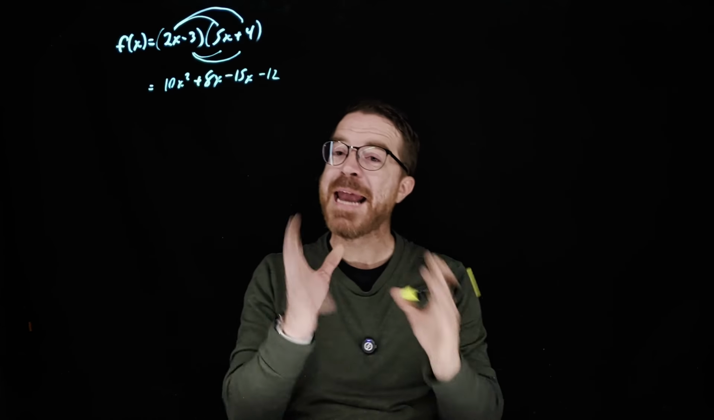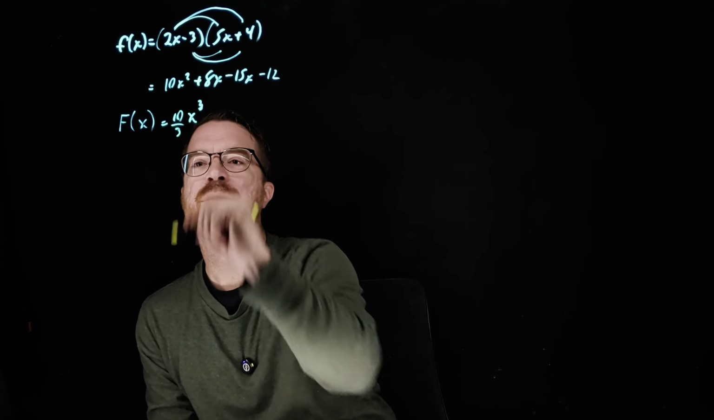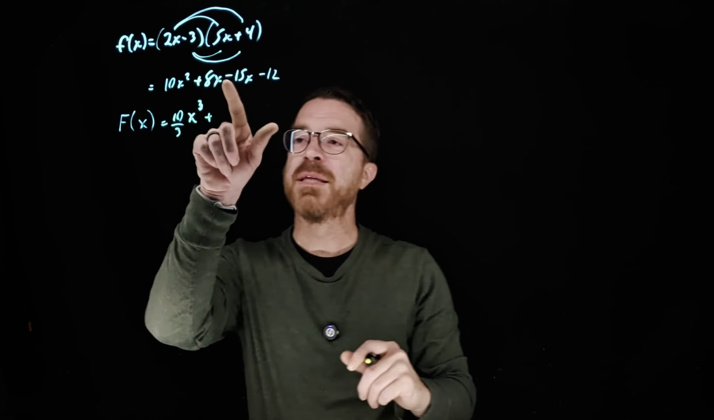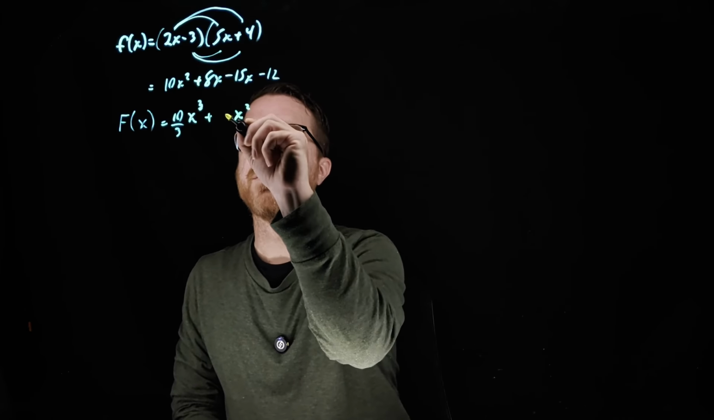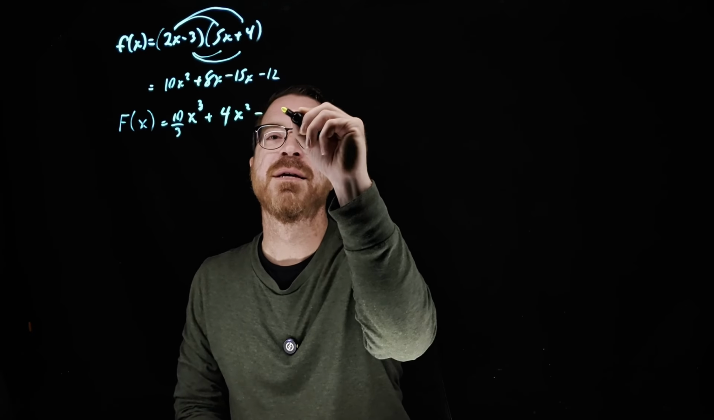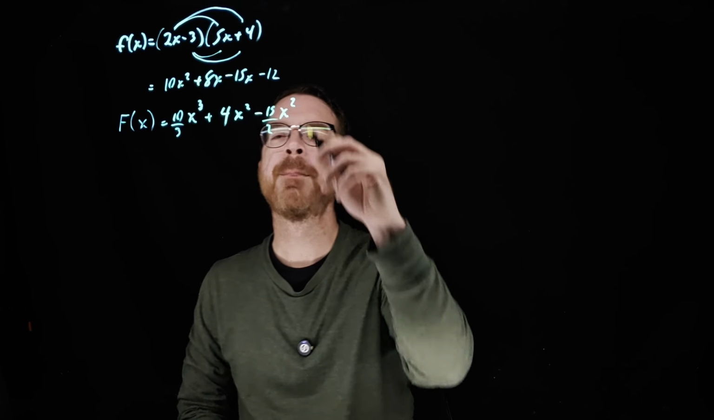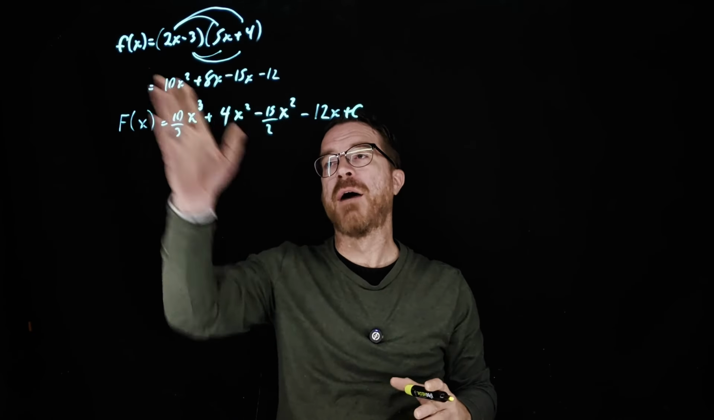Now I can take my antiderivative doing the exact same thing we did previously. So capital F of x equals, this x is going to become x cubed, so this will be 10 over 3. Plus, this x will become x squared, so this will be 8 over 2, which is the same thing as 4. Minus, this x is going to become x squared, so this will be 15 over 2, minus 12x, and then plus c. And this will be our most general antiderivative of this original function.